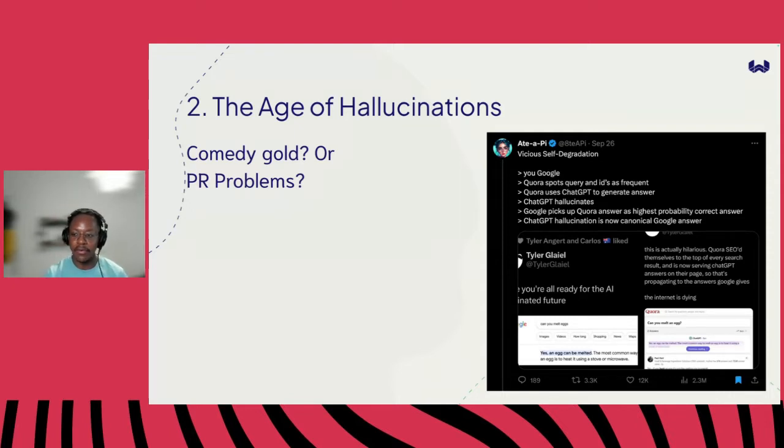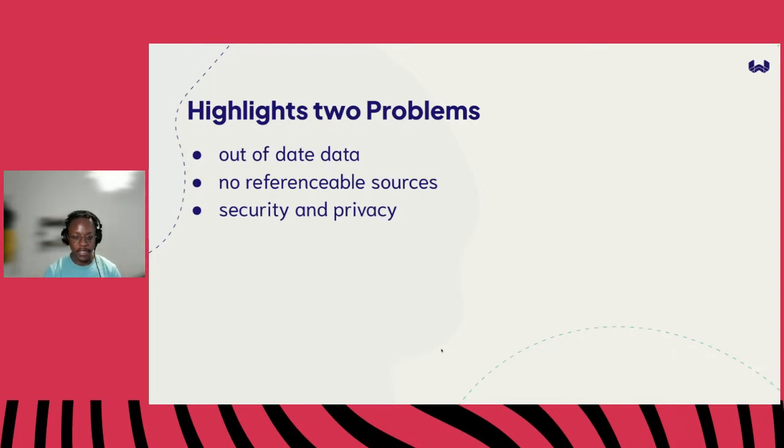And this is just to drive the point that hallucinations, although funny, can be a huge problem, specifically for use cases that are extremely, extremely important for our applications and our users. And this interaction and what I just explained highlights a couple of problems that we've started to notice in using large language models.